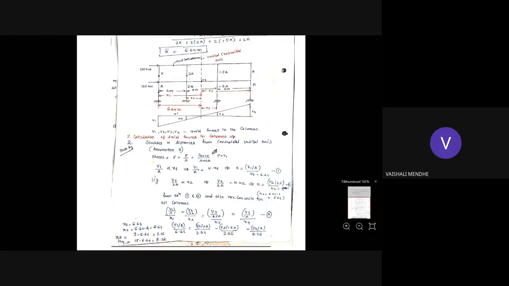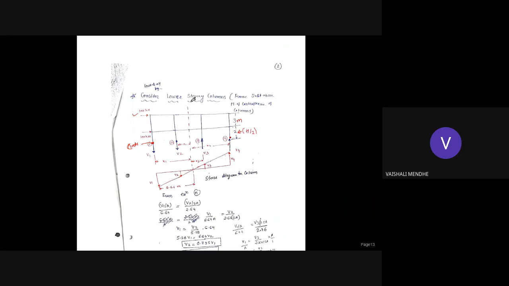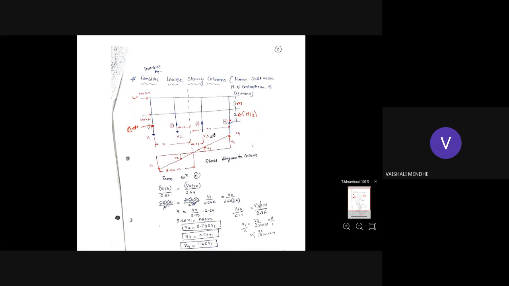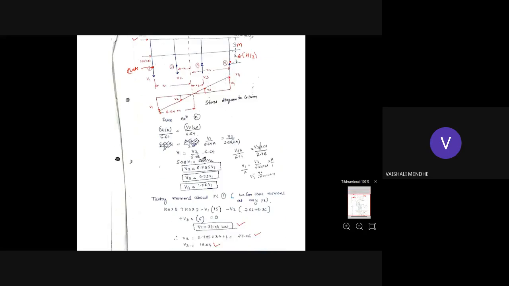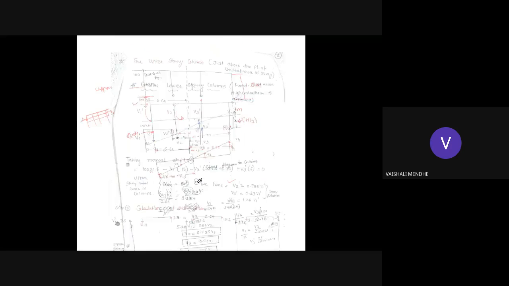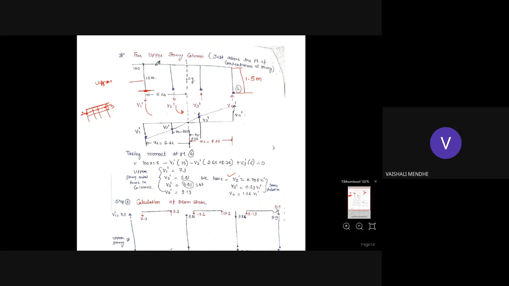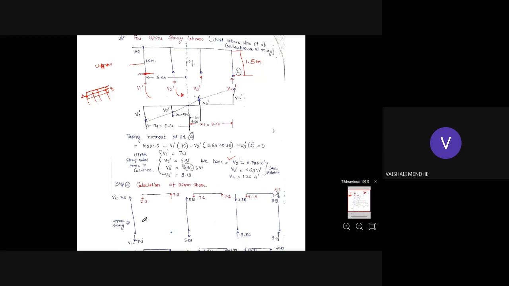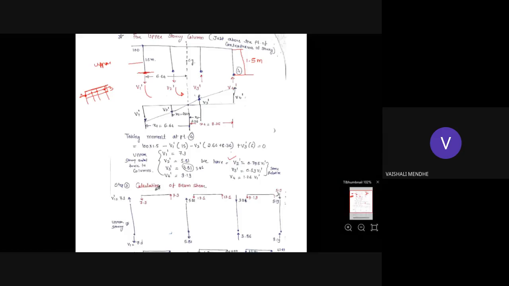ठीक है, पहले तो सेंट्रोइड एक्सिस लोकेट करो, उसके बाद assumption number 3 से find out the relations, then consider the lower story column and find out the axial forces, then consider the upper story column and find out the axial forces of upper story column. ठीक है, तो these are the axial forces you will get. Then after getting the axial forces in the column, your next step is calculation of beam shear.